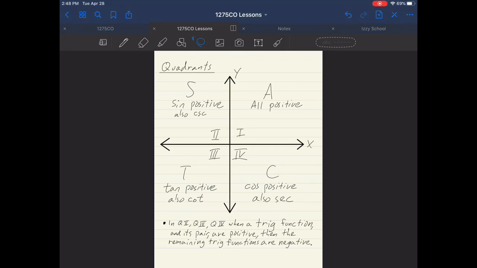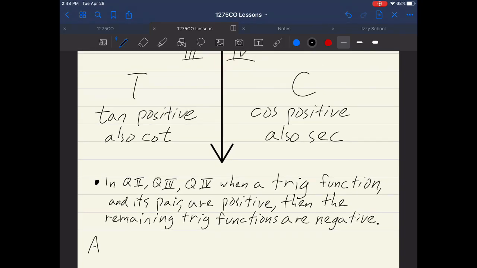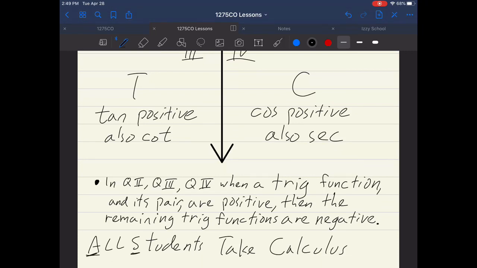So we have this ASTC, which stands for all, sine, tangent, and cosine. And we can remember this with a mnemonic called all students take calculus, right? A, S, T, C.